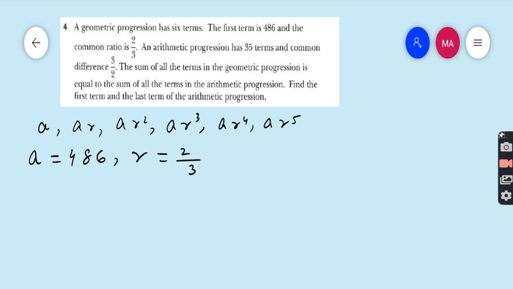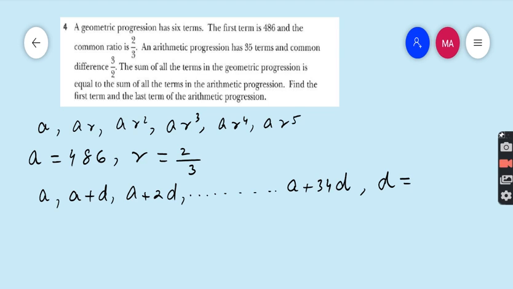An arithmetic progression has 35 terms. So 35 terms means A, A plus D, A plus 2D, till A plus 34D. So these are the 35 terms of the arithmetic progression. The common difference is 3 upon 2. So here D is given as 3 upon 2.